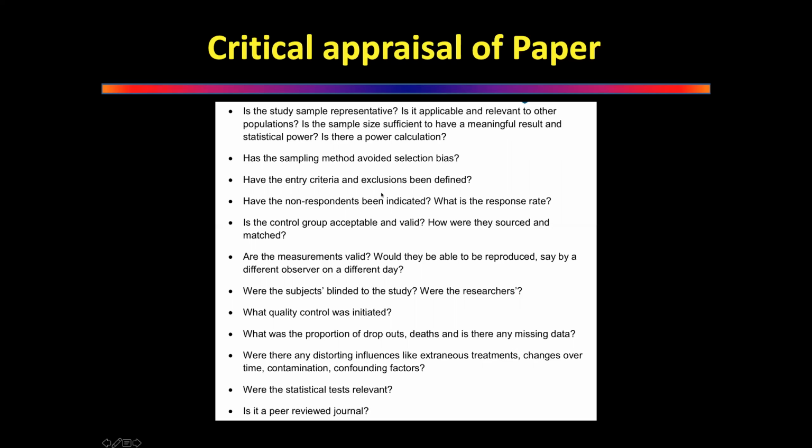You have to talk about randomization. Is the study blind? Were the controls blind? Was the investigator blind? Is the control group acceptable or not acceptable? Are the measurements valid? What quality control was done? And more importantly, dropout rates, deaths, and missing data. This is very, very important. And the last thing is erroneous factors.